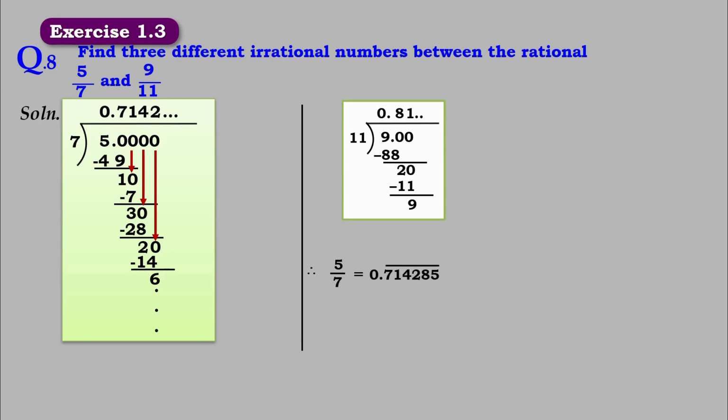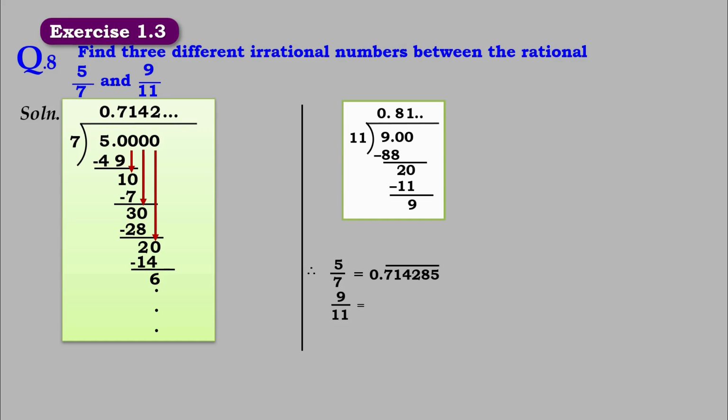So 5 by 7, what did we get? Though for 5 by 7 we have not done the entire division, if we divide it in your copy, you will get that after 714285, the same number repeats. That is, you will again get the remainder as 5. Whenever we get the same remainder as the dividend, that means we will get the same digits repeating. So we can clearly stop there and say that this is a repeating number. That's why 714285 is repeating and we put the bar on top of it.